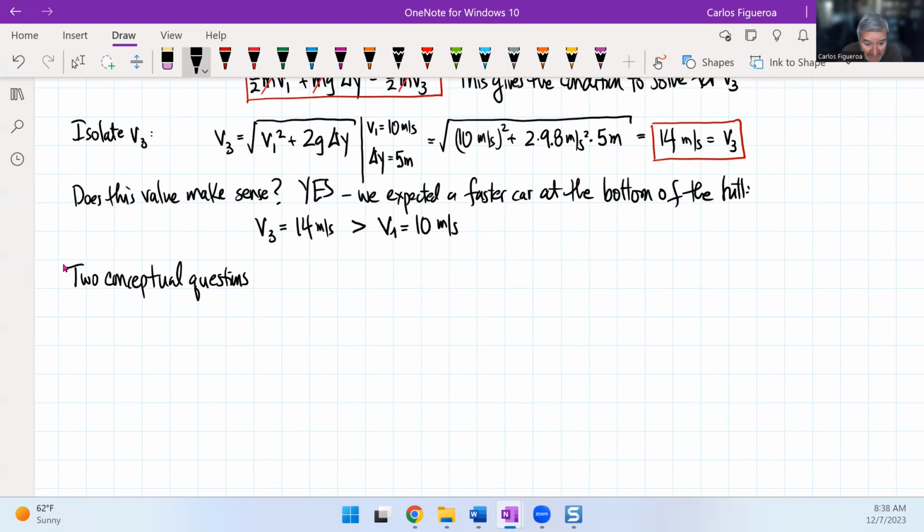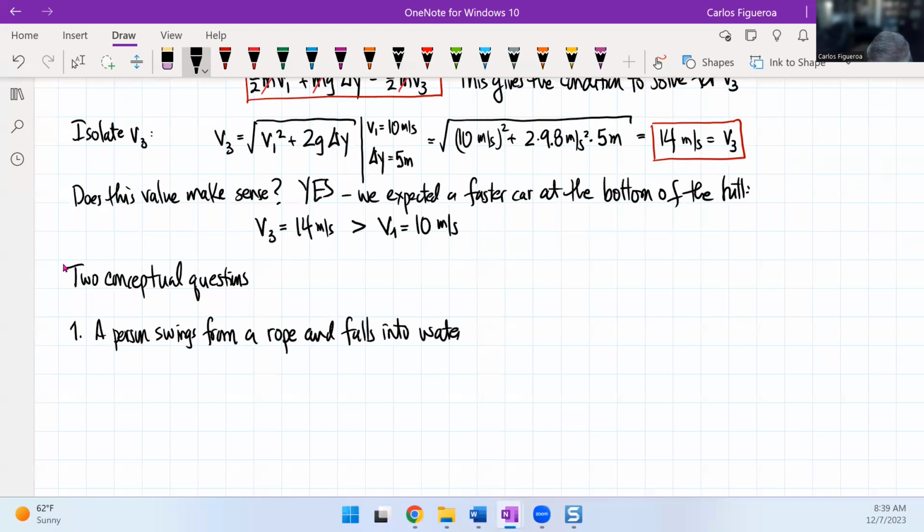So what I need to do here is set up a situation. In the first question, we're going to have a person swings from a rope and falls into water. So let's draw that picture.